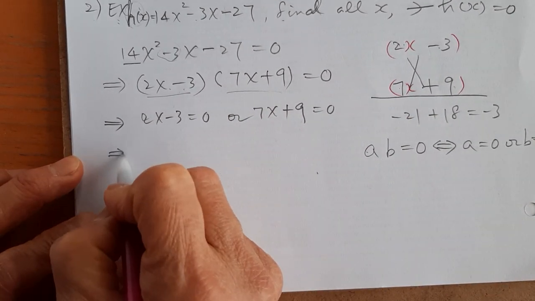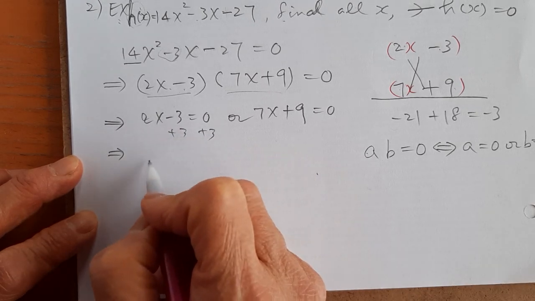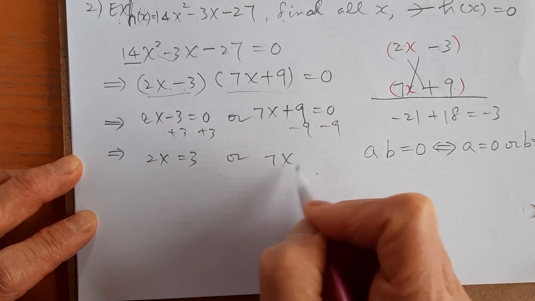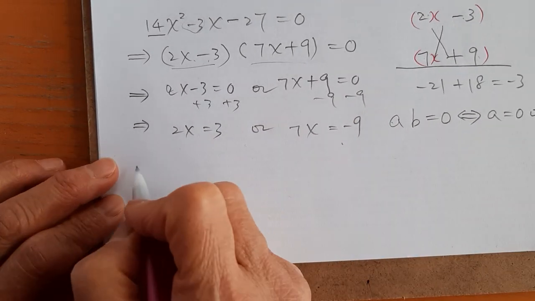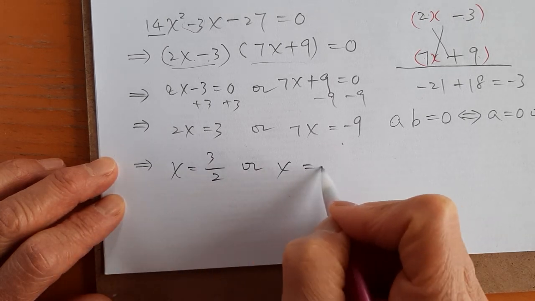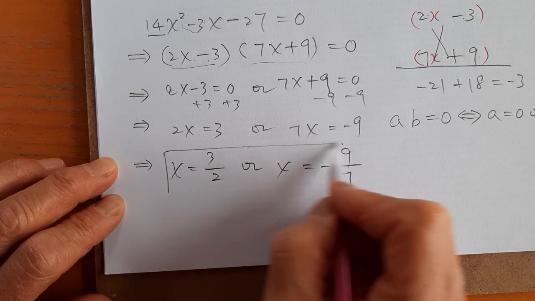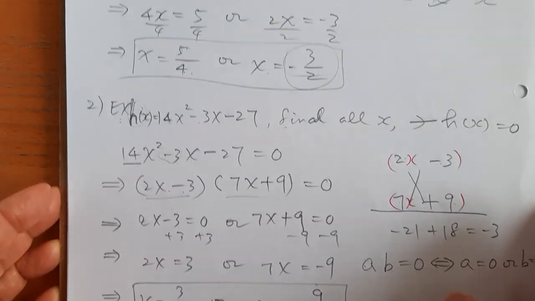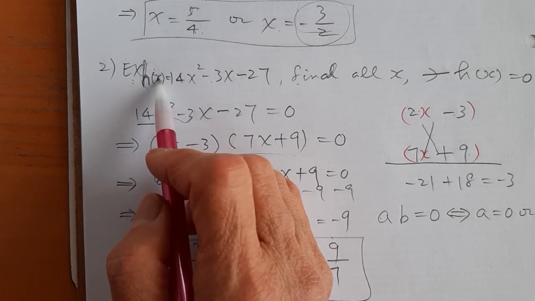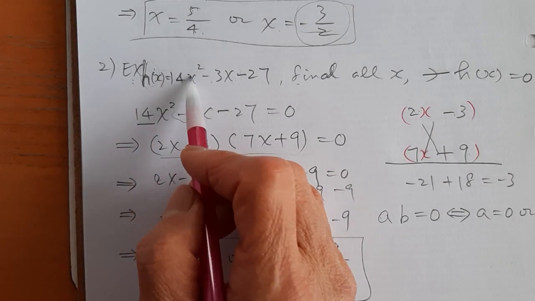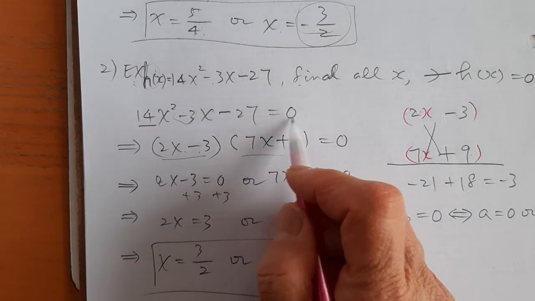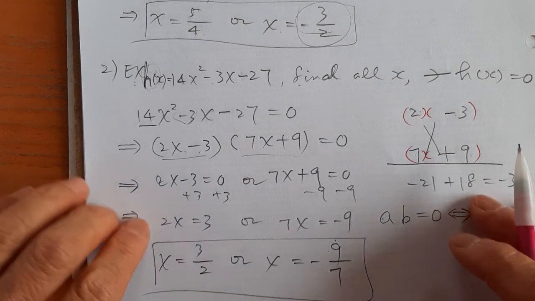So then add 3 to both sides: 2x equals 3. Or subtract 9 from both sides: 7x equals negative 9. Then divide, and you get x equals 3 over 2 or x equals negative 9 over 7. And those are the x that make the function value h of x equal 0. If you plug 3 over 2 into the original function, substituting x by 3 over 2, you will figure out it is 0, because we let it equal 0 and found the x.